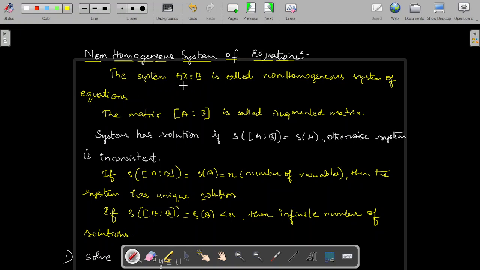This system has a solution, meaning the system is consistent, if rank of the augmented matrix equals rank of the matrix A. Otherwise, the system is inconsistent, it doesn't have any solution. If rank of augmented matrix equals rank of A and that is equal to the number of variables, in that case, the system has a unique solution, meaning there exists only one set of solution. If rank of augmented matrix equals rank of A and that value is less than the number of variables, then the system has an infinite number of solutions.